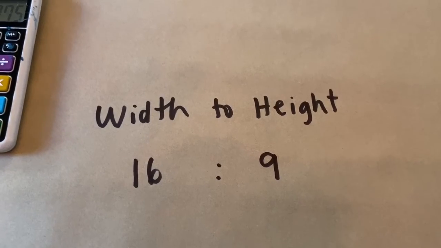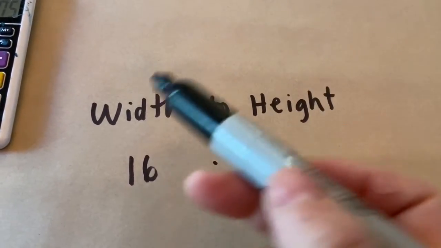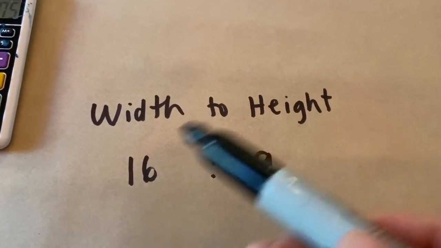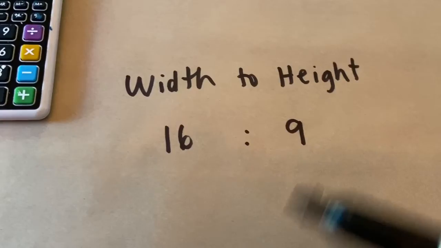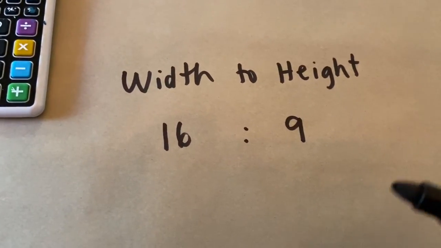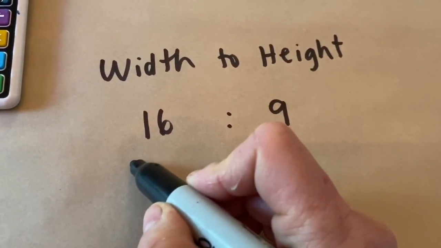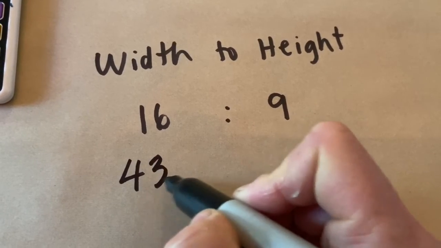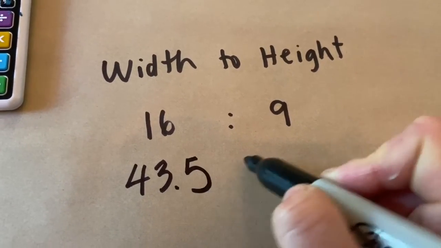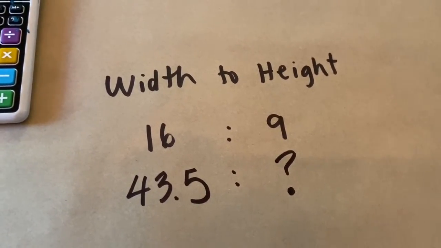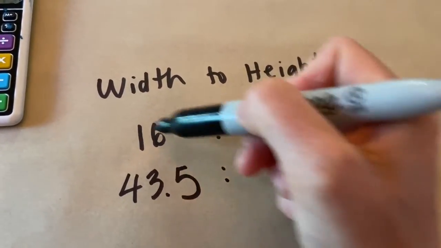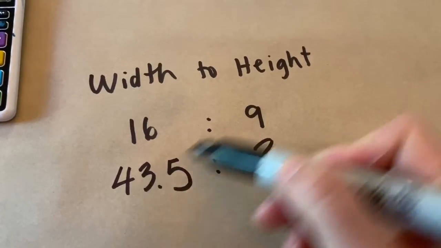I just want to show you that the question could have said that the width to height ratio is 16 to 9. It could have had the order backward. Instead of height to width, it could have said width to height. And then it could have said, what if our width is 43.5 and we want to know the height? I just want to show you that sometimes you don't multiply this diagonal. Sometimes you need to multiply this diagonal.